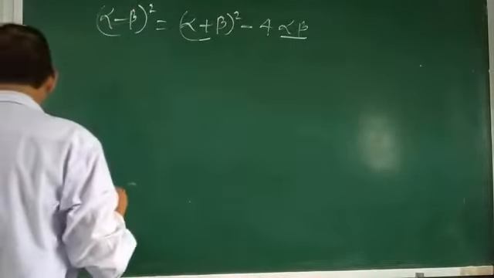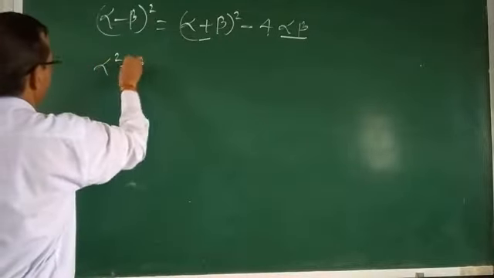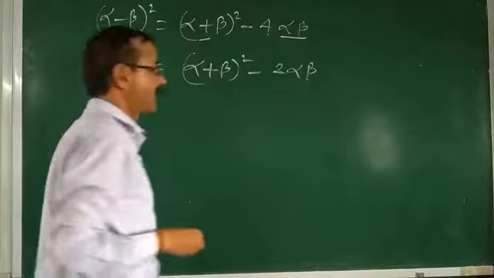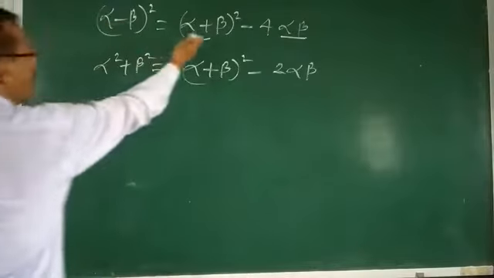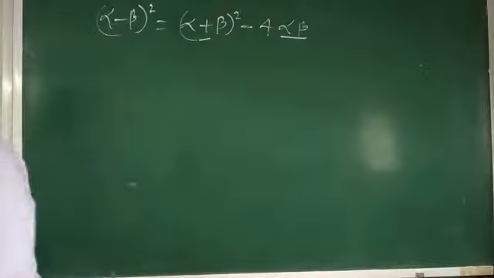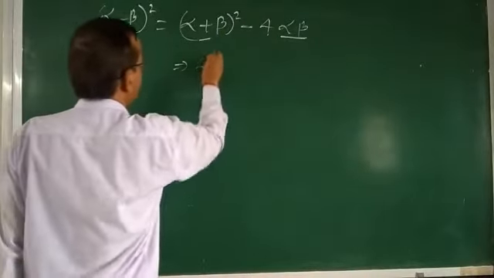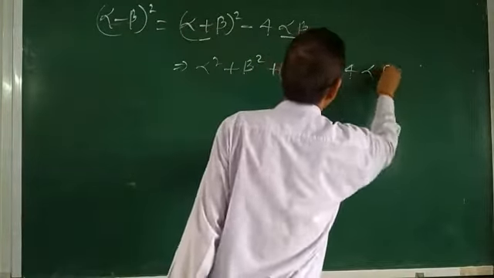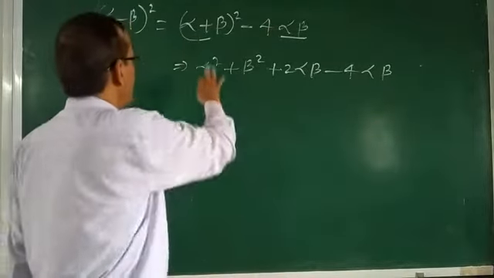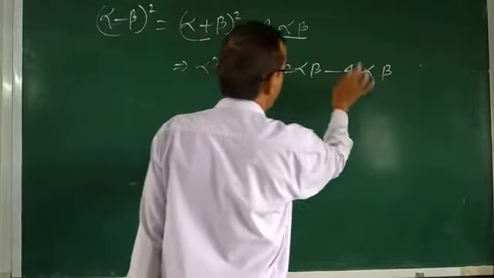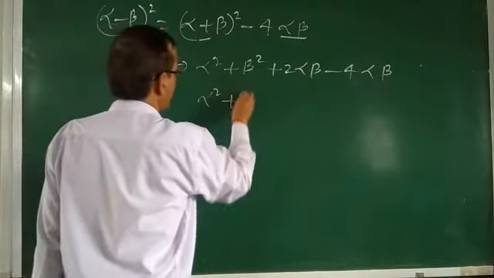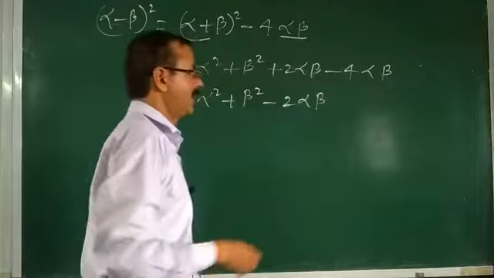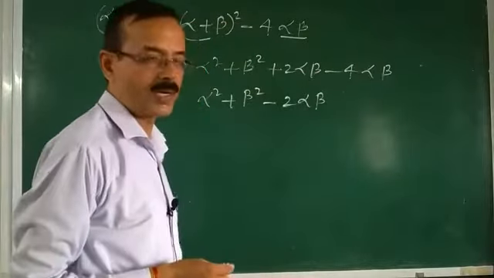Second is alpha square plus beta square. So you can write alpha plus beta whole square minus 2 alpha beta. Right? See, simply look here, nothing is new. If we square this whole, what will come? Alpha square plus beta square plus 2 alpha beta and minus 4 alpha beta. Right? See, (a plus b) whole square is a square plus b square plus 2ab, minus 4 alpha beta. Now alpha square plus beta square, 2 alpha beta and minus 4 alpha beta, that will be 2 alpha beta minus 4 alpha beta, that is minus 2 alpha beta.